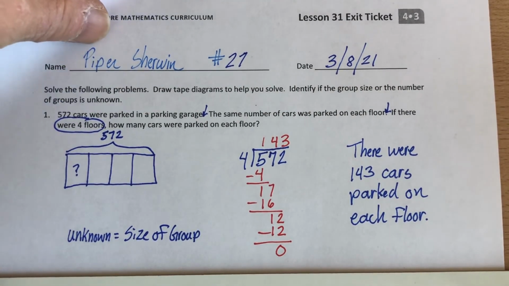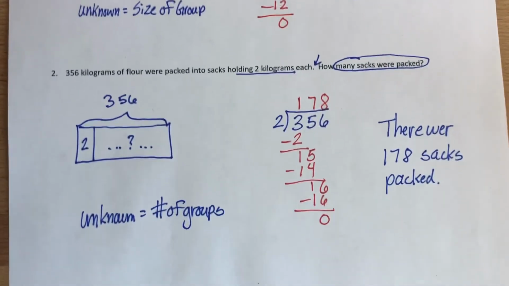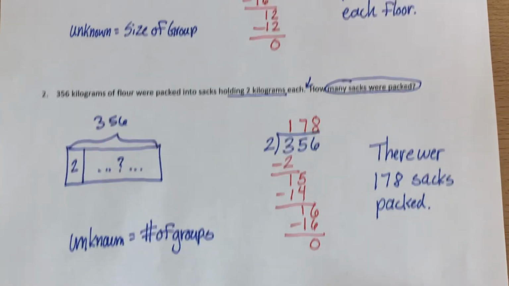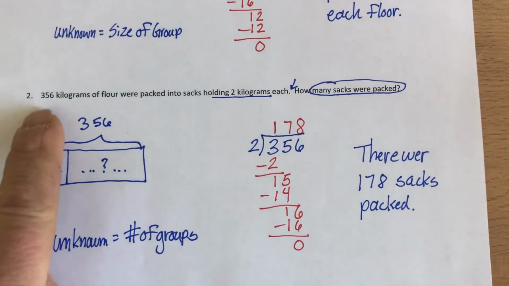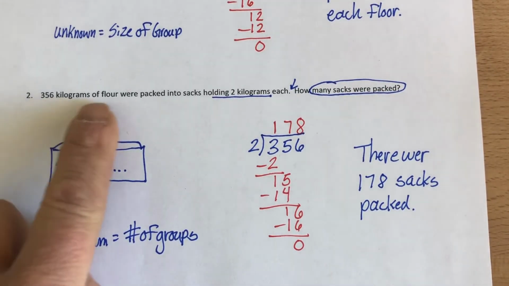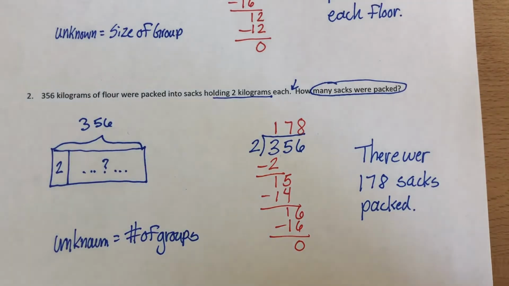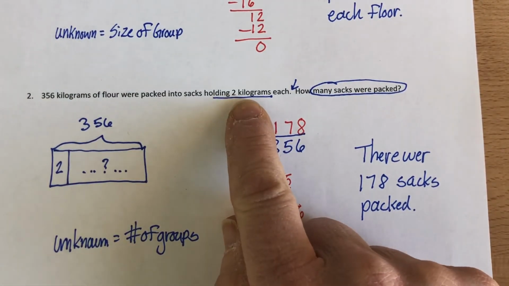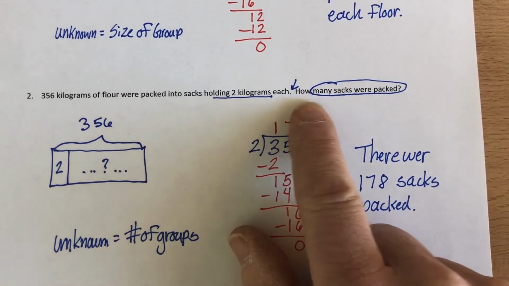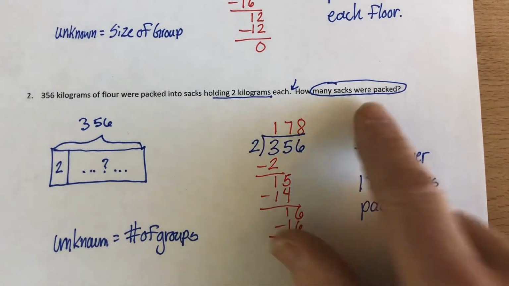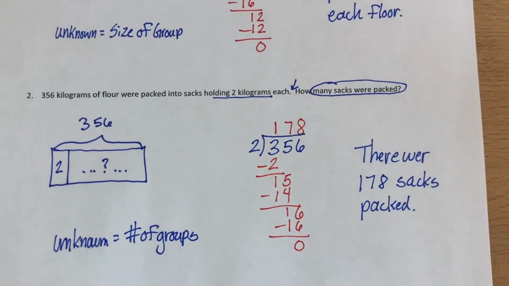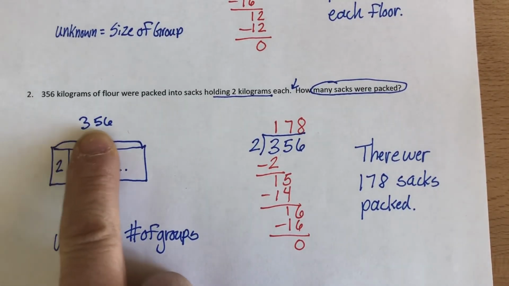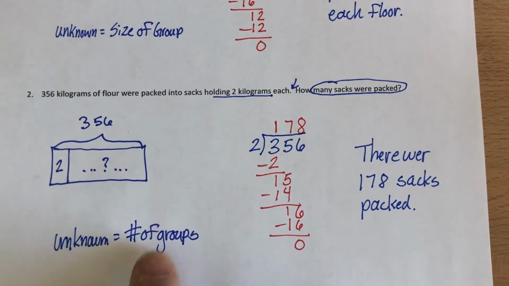Now for the second one. This one, the unknown was the number of groups. Let me read it and see if it sticks out to you. 356 kilograms of flour were packed into sacks holding 2 kilograms each. So right there is our size of the group. We see that there's 2 kilograms each. What we don't know is how many groups there were, how many sacks were packed. So we had to figure out the number of groups. I know that the size was 2 and that we used 356 kilograms. So the unknown was the number of groups here.